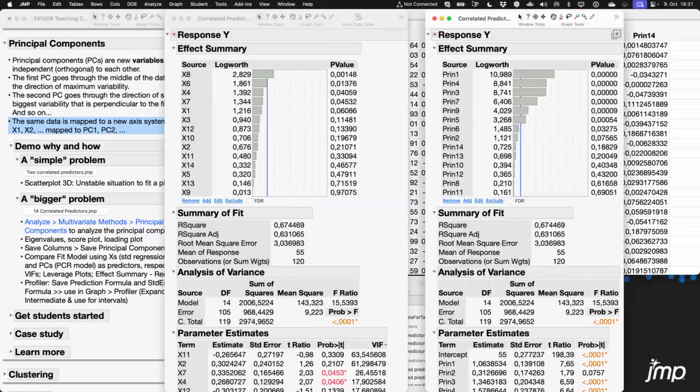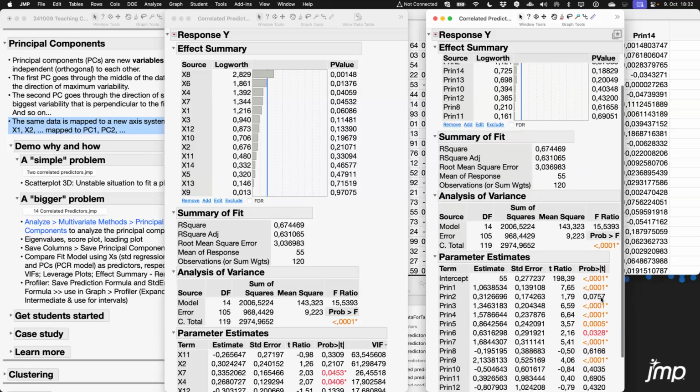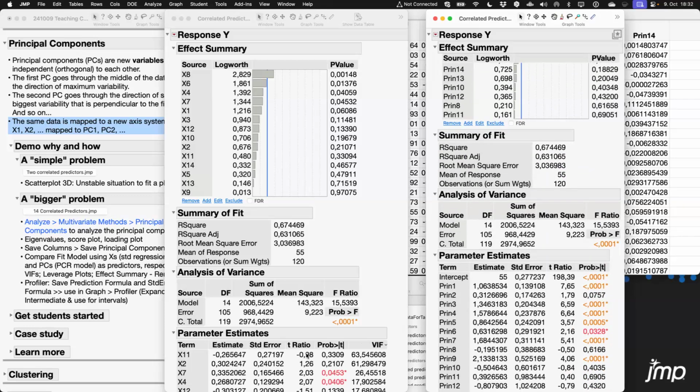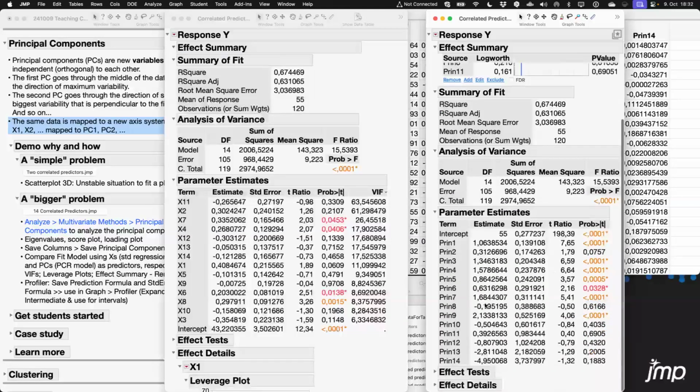Move this. So now we see, oh, what's the difference? We see the same R squared. If you compare these two numbers, we also see the same root mean square error. We see the same F ratio. And of course, the parameters are different because here we are looking at the principal components. What changed?